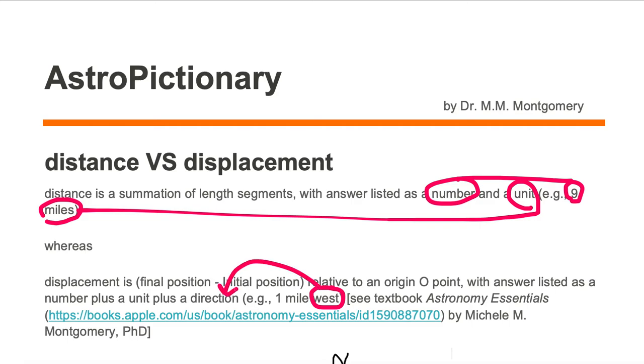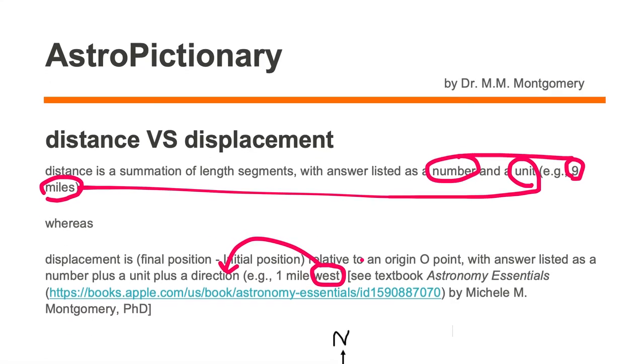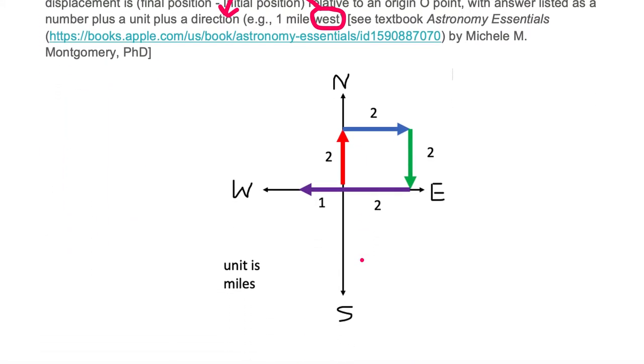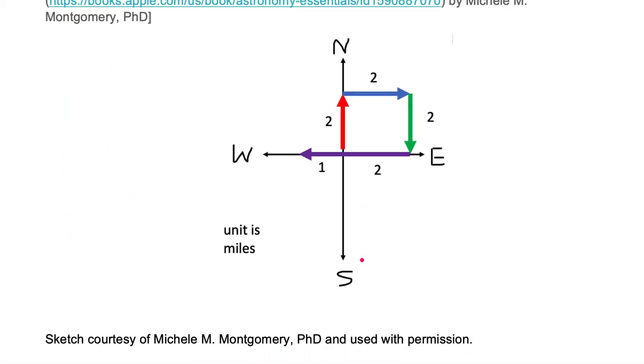So one critical piece between distance and displacement is the fact that displacement includes direction. Let's take a look at an example. Here we're looking at a person that is walking 2 miles north, then walks 2 miles east, then walks 2 miles south, and then walks 3 miles west.